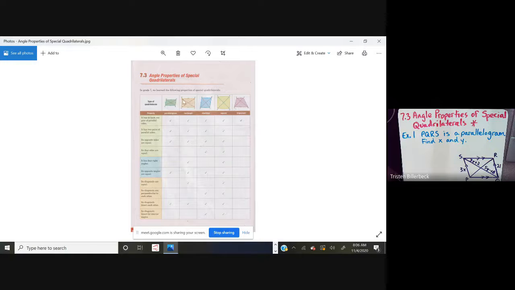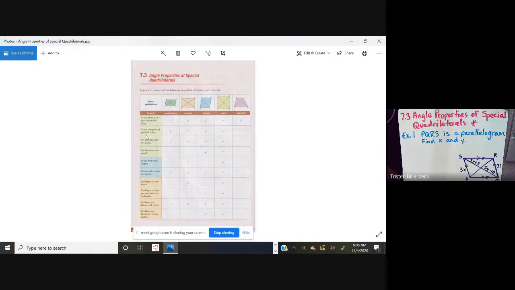We have a special parallelogram with right angles, which is a rectangle. A rhombus is a very special parallelogram where all its sides are congruent. A square is the most specialized. It has right angles and all the sides are congruent.